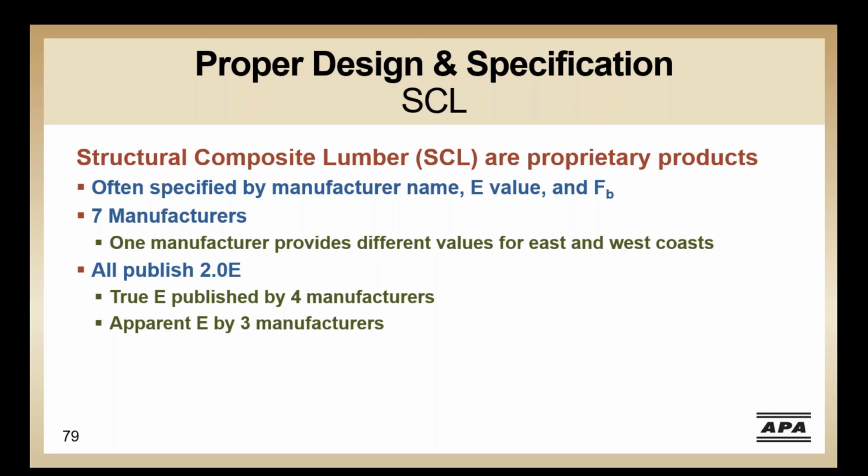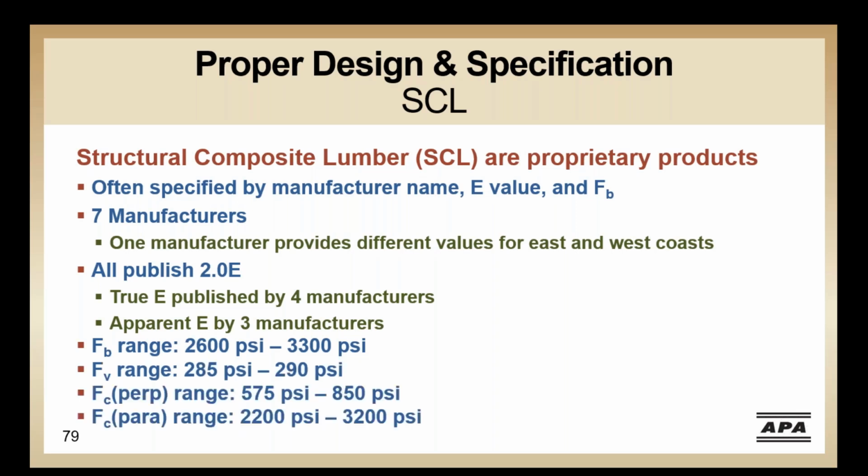4 of the manufacturers publish a true E, while the other 3 publish an apparent E. The published bending stresses range from 2600 to 3300 psi. The allowable stresses in the other directions can be seen here as well. I may consider that if I design a beam assuming manufacturer 1, who publishes a true E, it will compare with other manufacturers that publish a true E and is conservative, and compared to manufacturers that publish an apparent E. As you can see, this can get quite confusing.